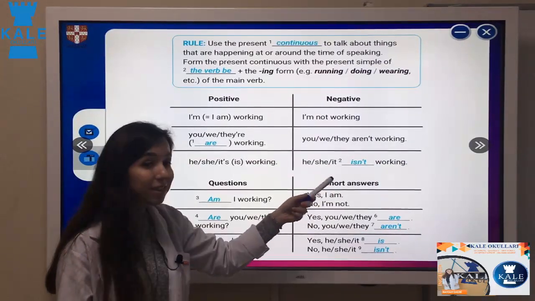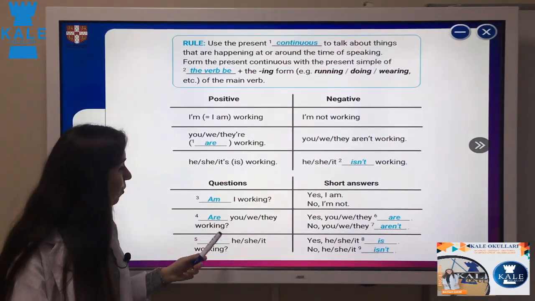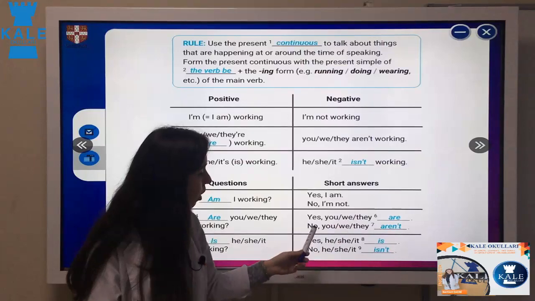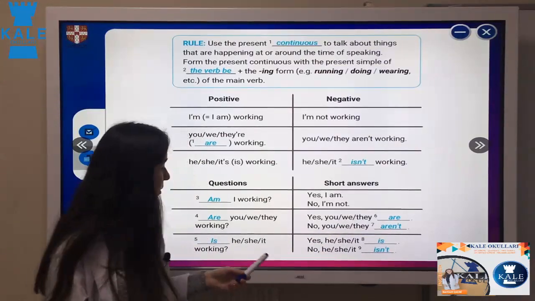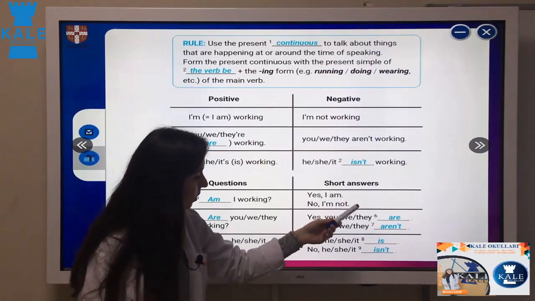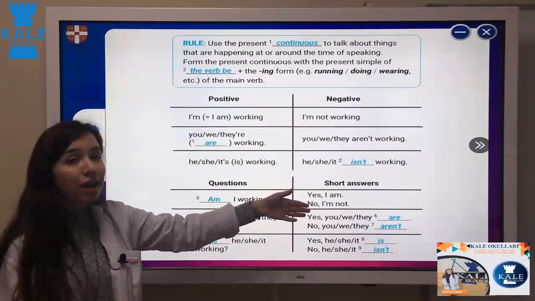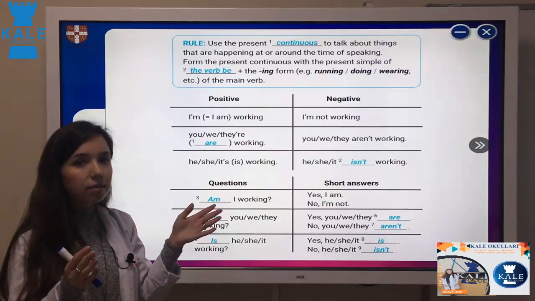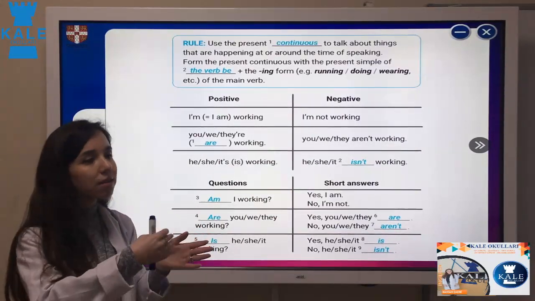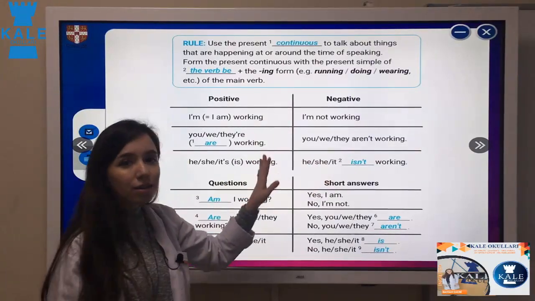Short answers, yes, you get here? All of them are short answers. Are you, are we, are they working? Yes, you, we, they are. No, you, we, they aren't. And the last one, is he or she or it working? Yes, he, she, it is. No, he, she, it isn't. Please, these are just short answers. You can use the long answer also, the complete sentence. No, I am not working. No, she is not working. There is no need. So, you understand this part.